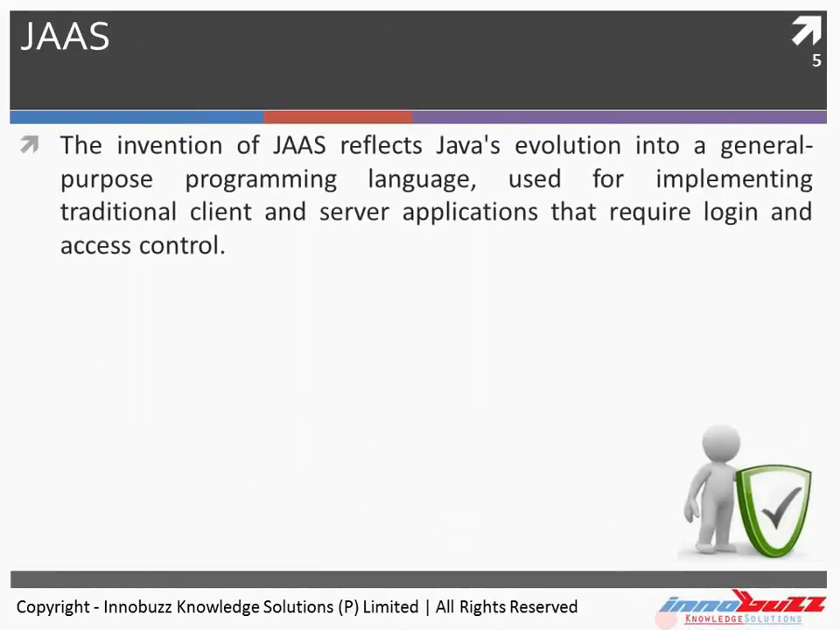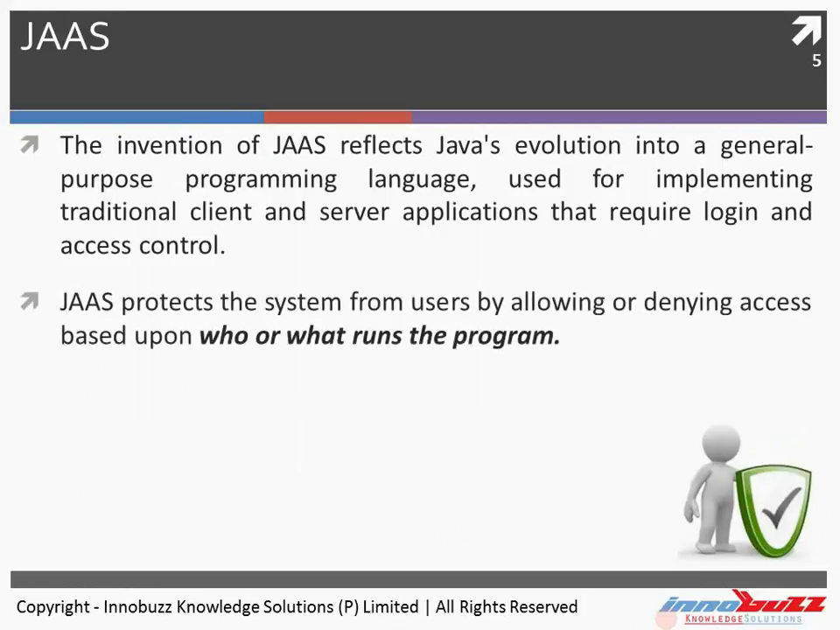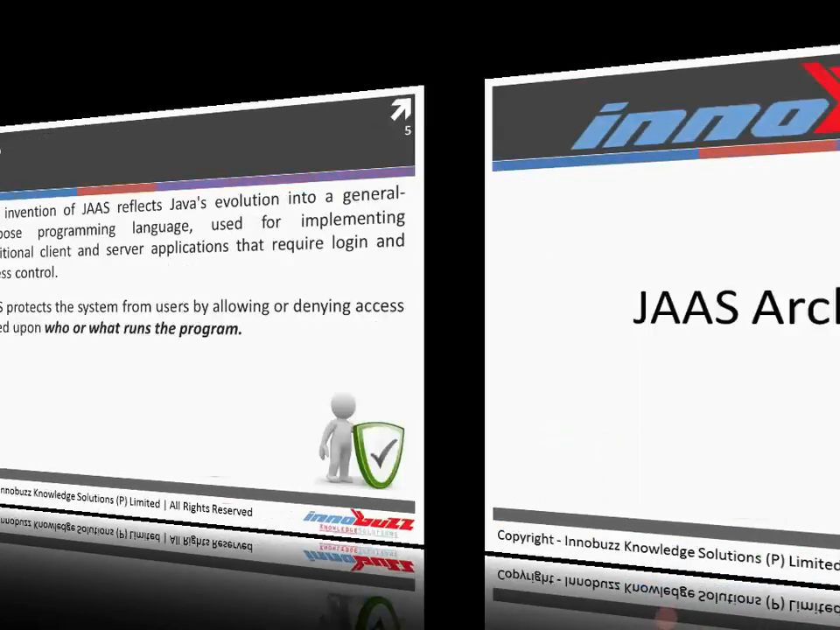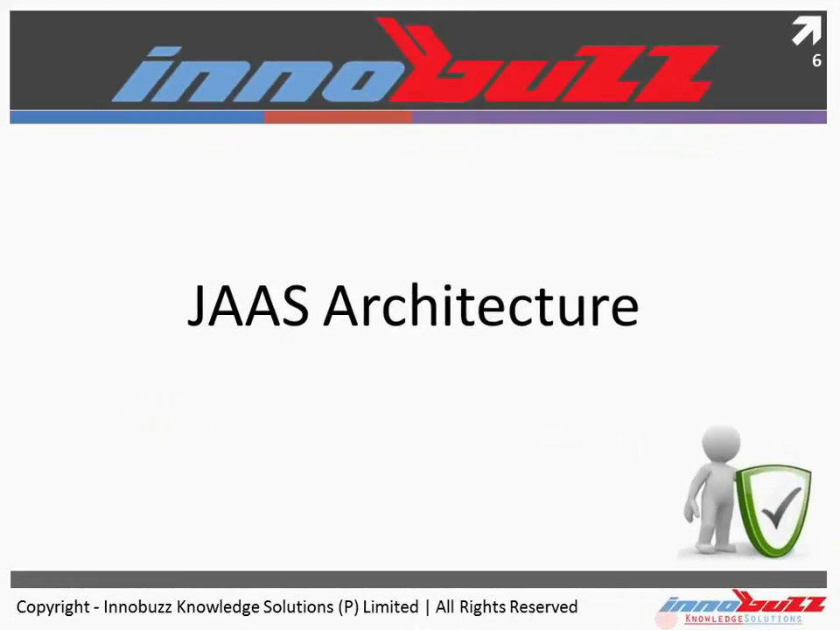The invention of JAS reflects Java's evolution into a general-purpose programming language used for implementing traditional client and server applications that require login and access control. JAS protects the system from users by allowing or denying access based upon who or what runs the program. So let's see the JAS architecture.